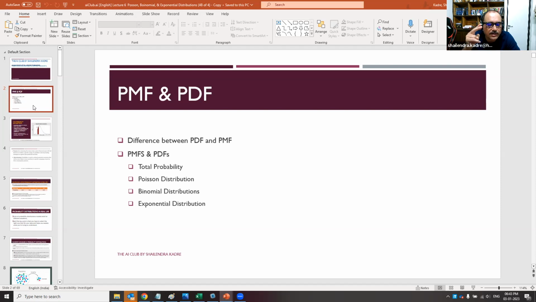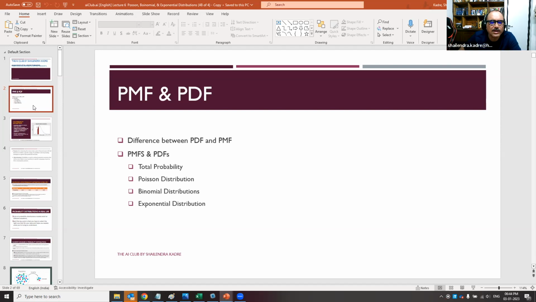Poisson is also for discrete numbers, binomial is also for discrete numbers, and then there is the exponential distribution. The exponential distribution is something similar to your normal distribution, for continuous numbers, but binomial and Poisson are for discrete numbers. The concepts are the same, but only the PDF and PMF formulas will change. The same integration and concepts will apply, but only the formula for the probability density function and probability mass function will change.